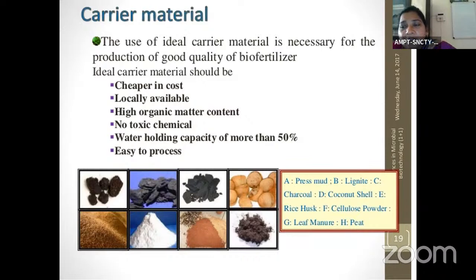Mostly in our biofertilizer production unit at PJTSAU, we use lignite for bacteria and talc powder for fungi. You can see different types of carrier materials: pressmud, lignite, charcoal, coconut shells, rice husk, cellulose powder, leaf manure, or peat can be used as biofertilizer carriers. Based on your local availability, you can choose any type of carrier.